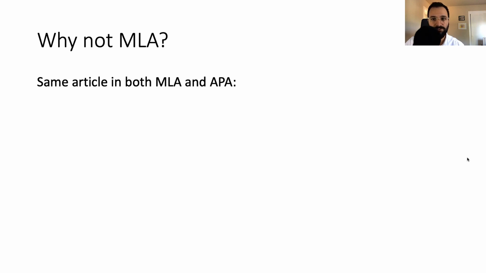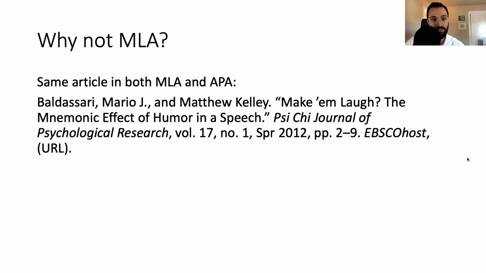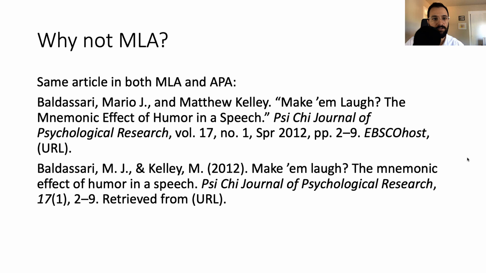Well, to answer that, I will cite the same article for you in both MLA and APA style on this slide here. So in both cases, you would add a URL or these days a digital object identifier or DOI at the end there. So you can kind of ignore that. But see if you can tell which is which. If you're not sure, take a guess.